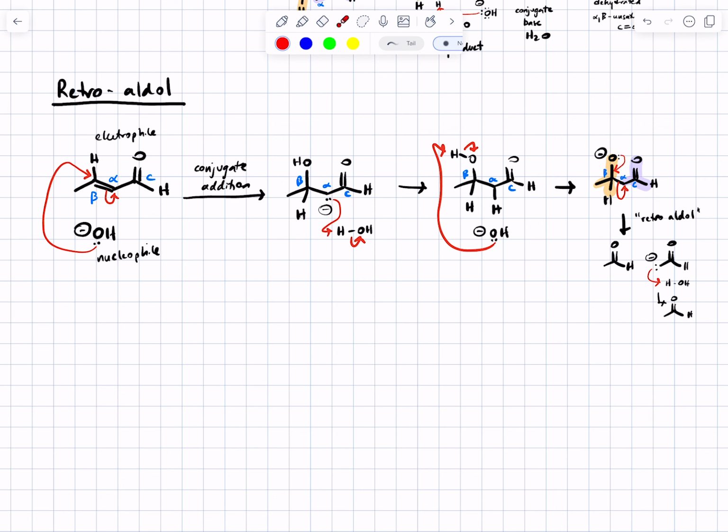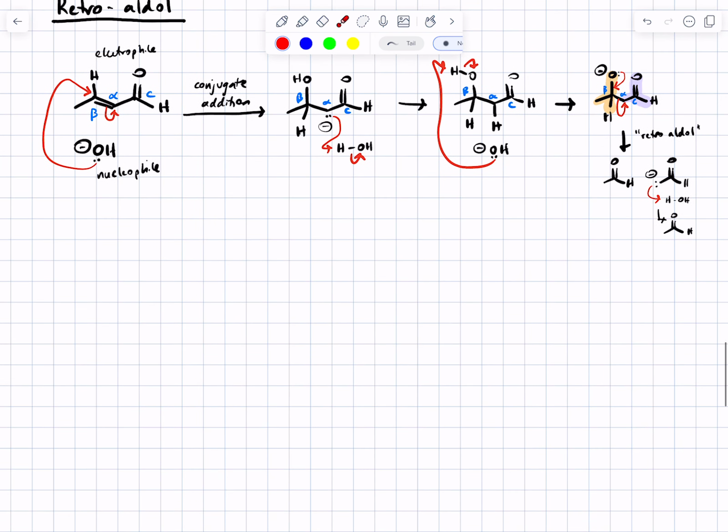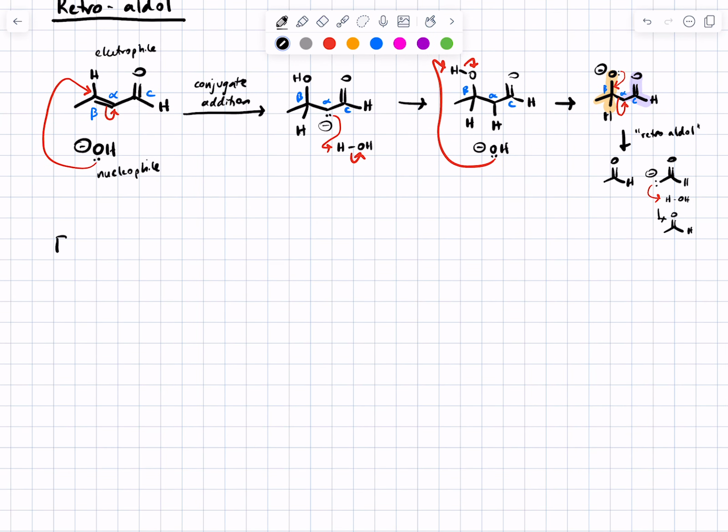I want to show you one application of a retroaldol reaction from biochemistry. This is a reaction that's in glycolysis, which is a metabolic pathway that converts glucose into pyruvate, which you can then send after a couple of steps to the citric acid cycle. It's how we get energy.